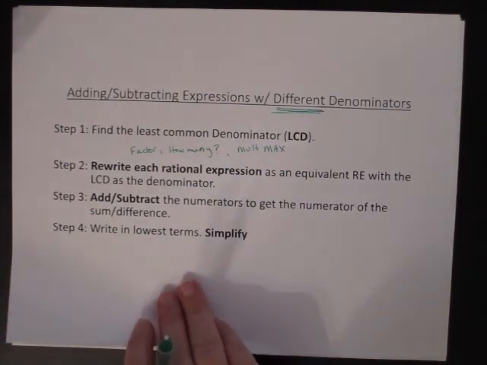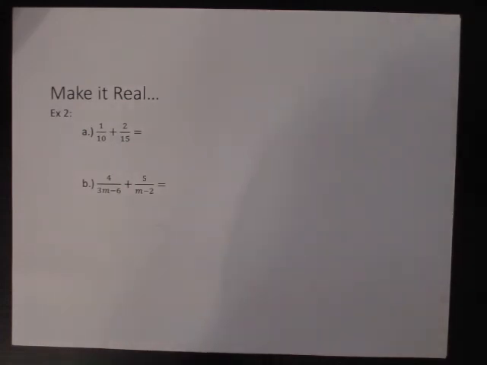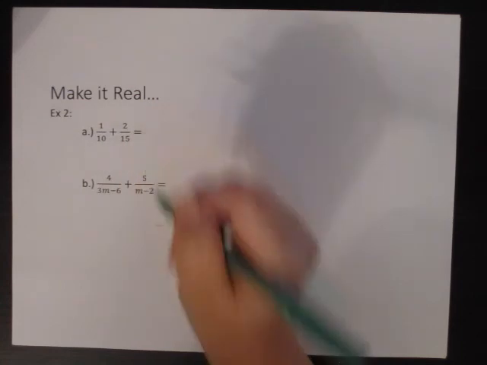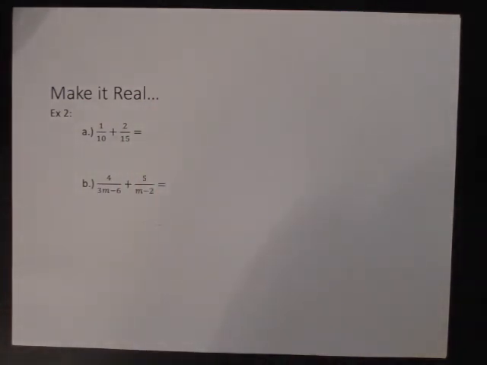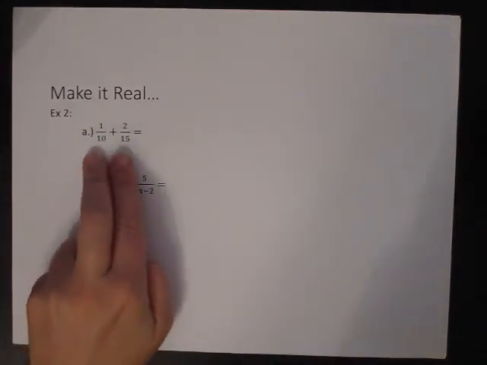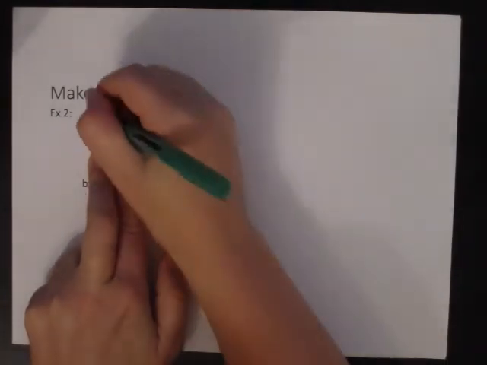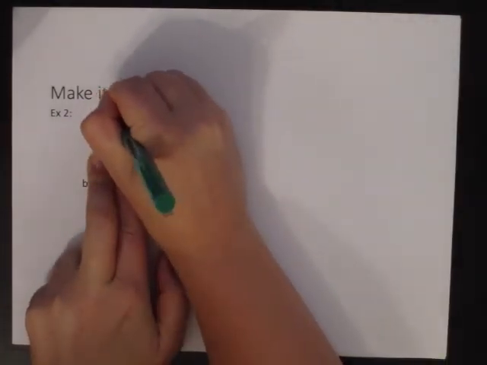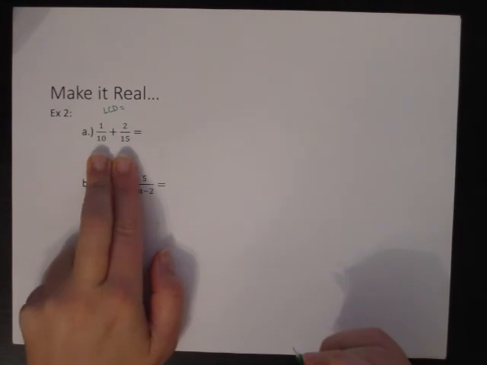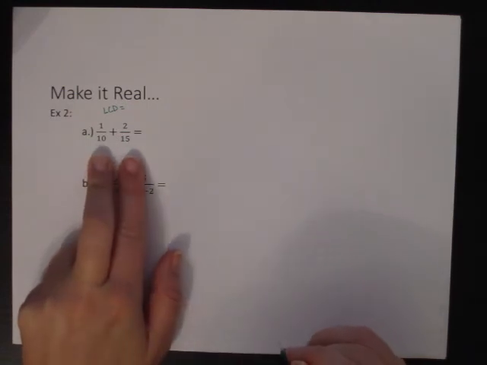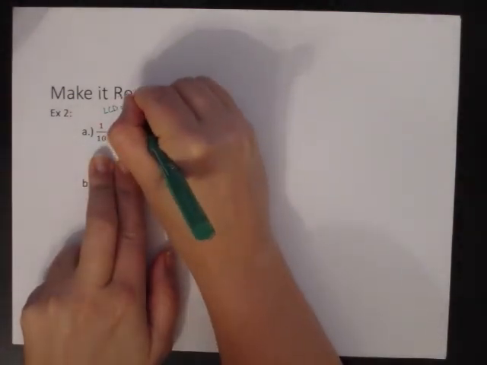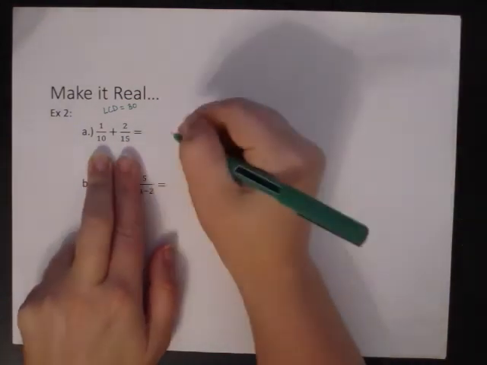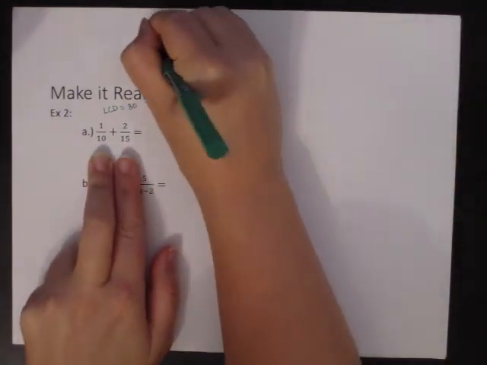So let's do this. Let's start off with just a fraction. If I have 1 over 10 plus 2 over 15, the first thing I want to do is look at my denominators, and I notice they're not the same. So I have to find my LCD. For 10 and 15, my least common denominator is going to be 30. If you can't automatically see that, you totally can go through the process.